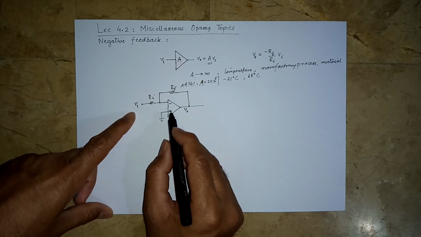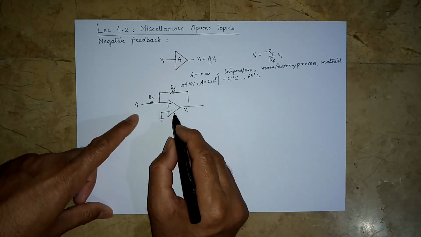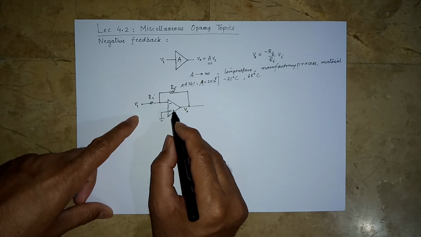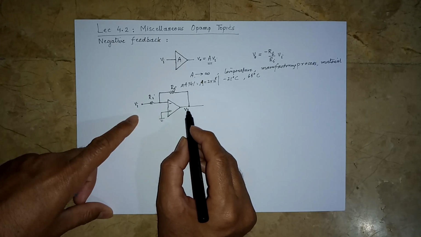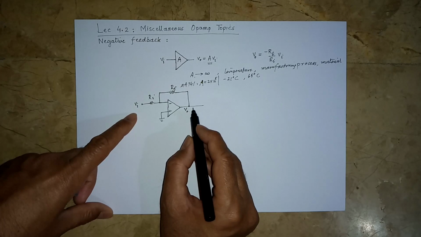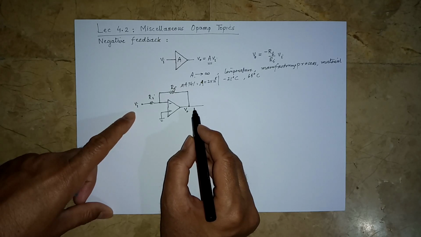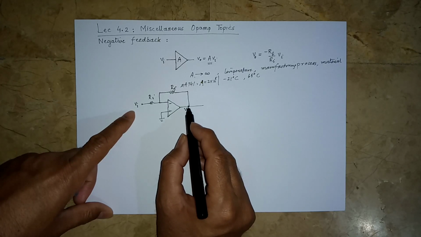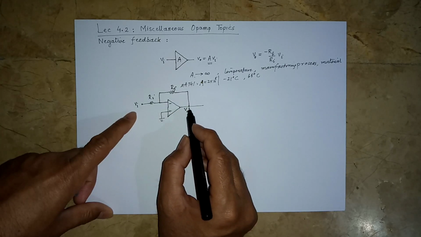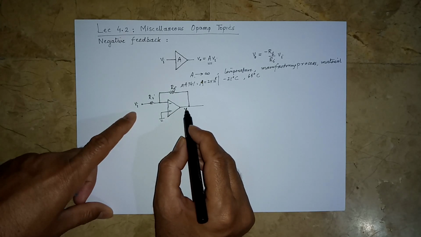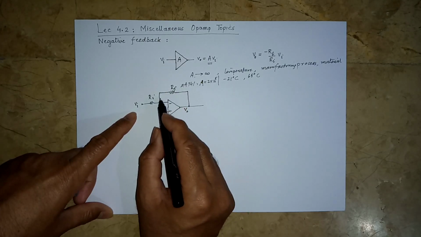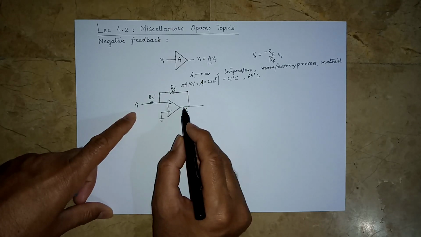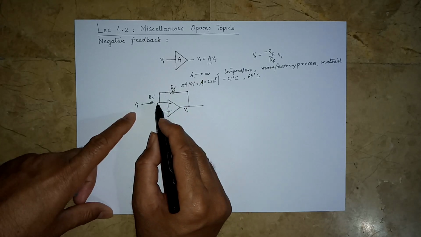So what happens? If now A changes, so A was a different value at a different temperature, and it reduces the output or increases the output. But now in this negative feedback configuration, if the output increases because of changes in A, then this part being fed back changes as well. So if this increases, this part increases as well.